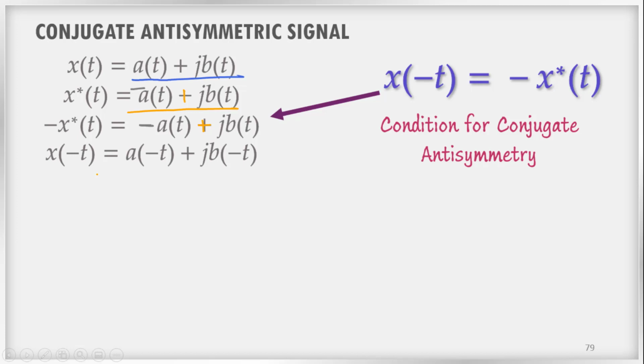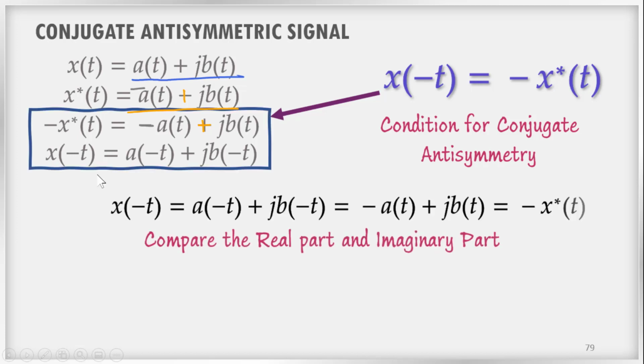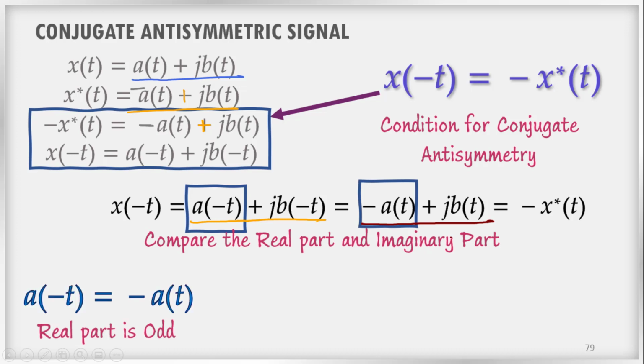Now our condition for conjugate anti-symmetry says that these two are equal. So if we equate, we will get x of minus t is nothing but a of minus t plus j into b of minus t, and minus of x asterisk of t is equal to minus of a of t plus j into b of t. Now if we compare the real part, we can see that a of minus t is equal to minus of a of t. So this is the condition for odd signal, right? A of minus t is equal to minus of a of t. Time reversal is equal to negating the signal.